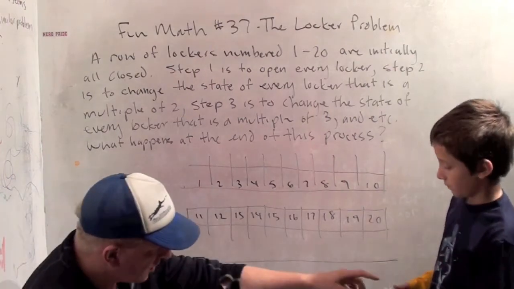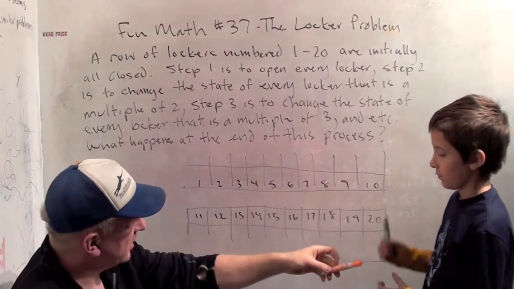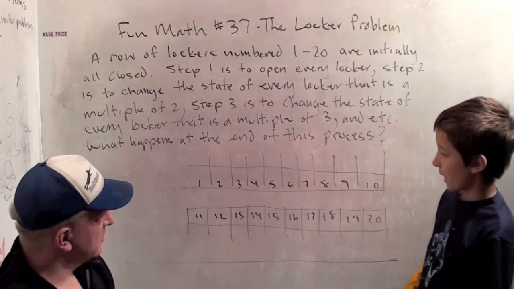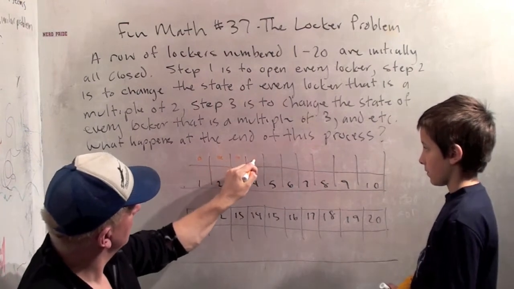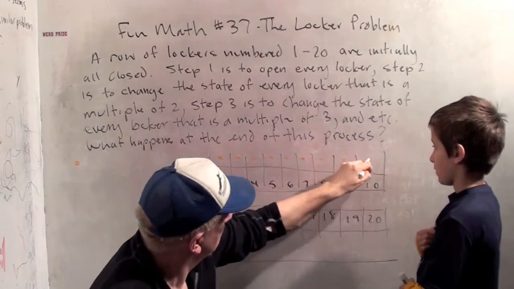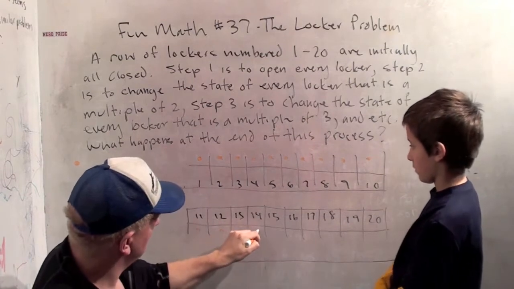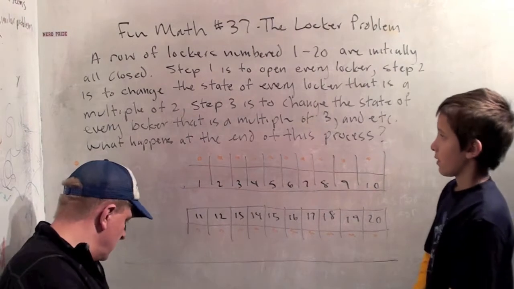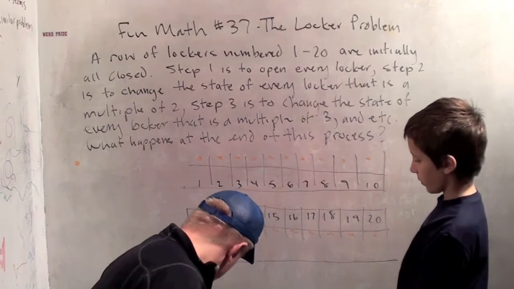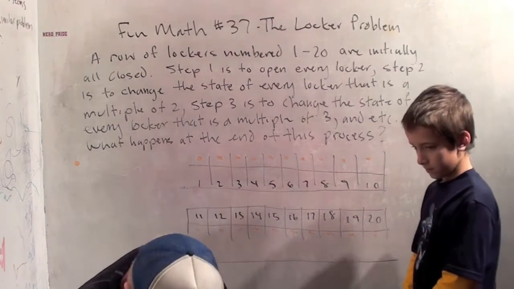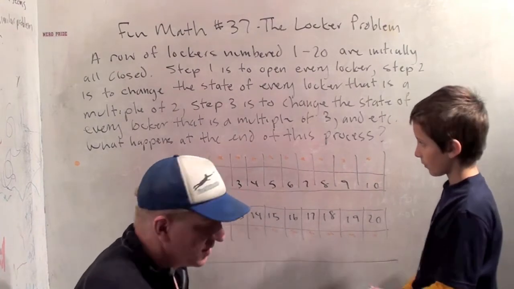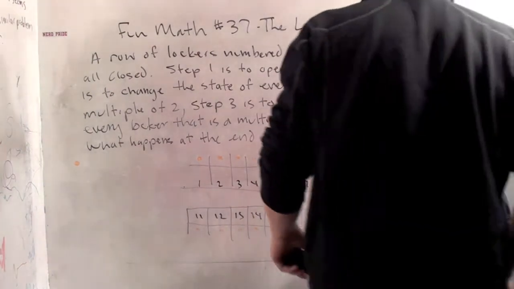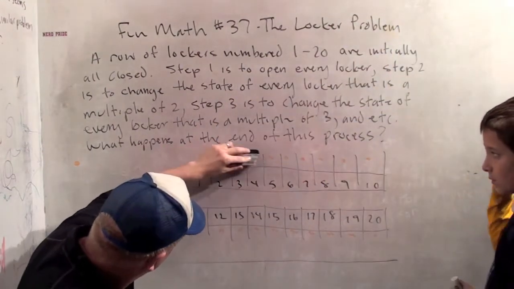Okay, so we're going to use orange to be open and green to be closed. Now they all start off closed. So in step 1, what do you do? We open every one of them. Okay, now they're all open. What do you do in step 2? We change the state of every locker that's a multiple of 2. So I'm going to close every one of them that's a multiple of 2. Okay, so put green there.